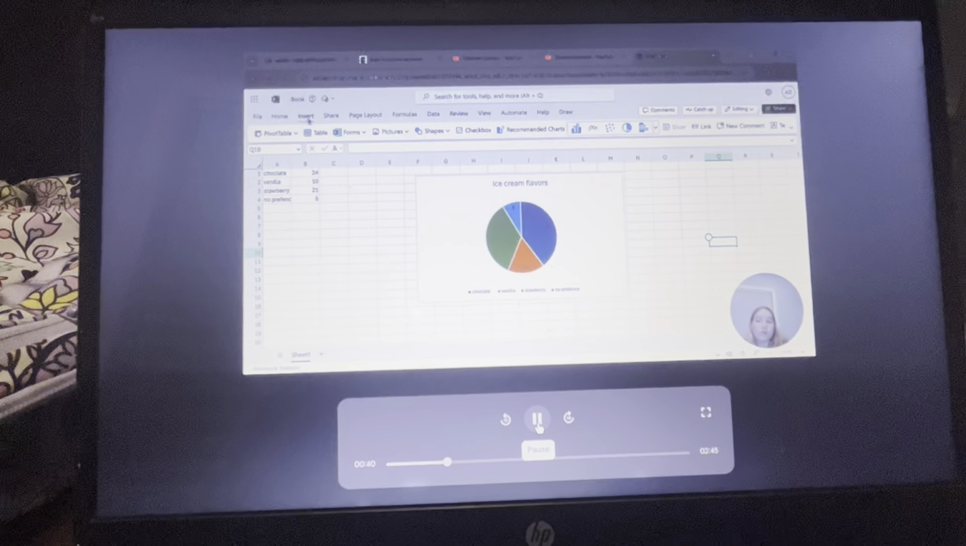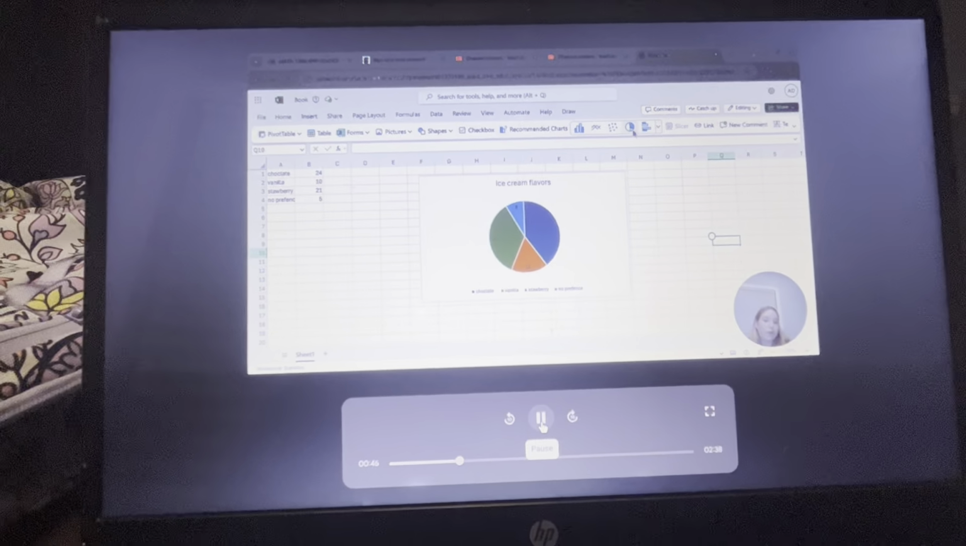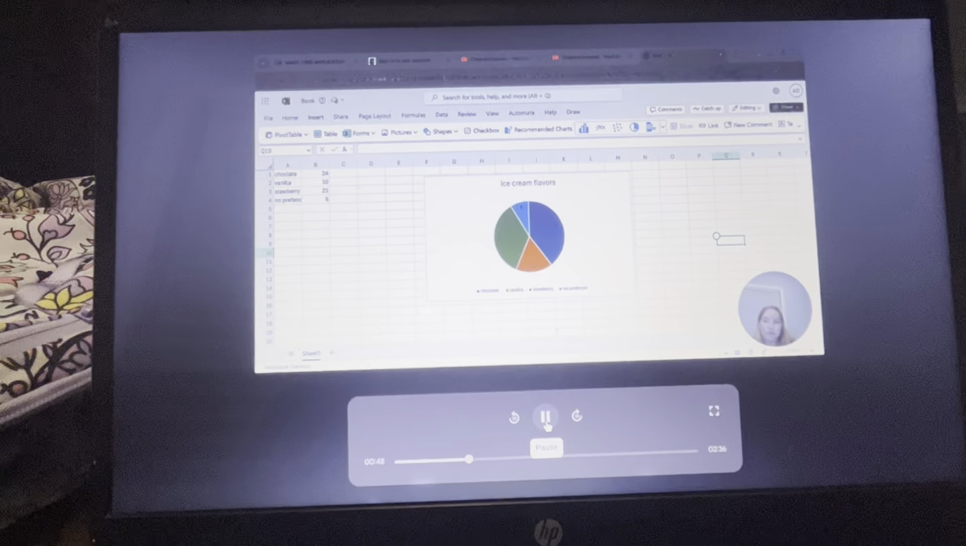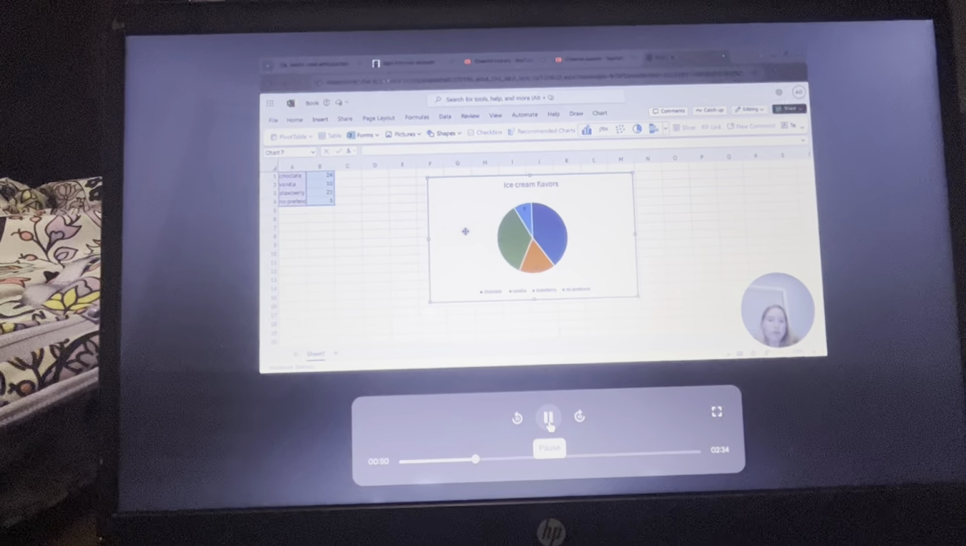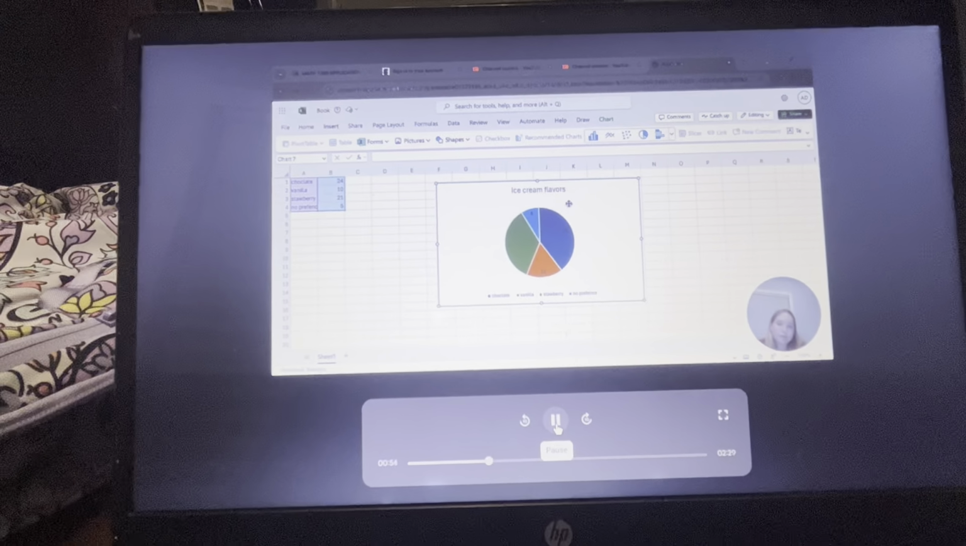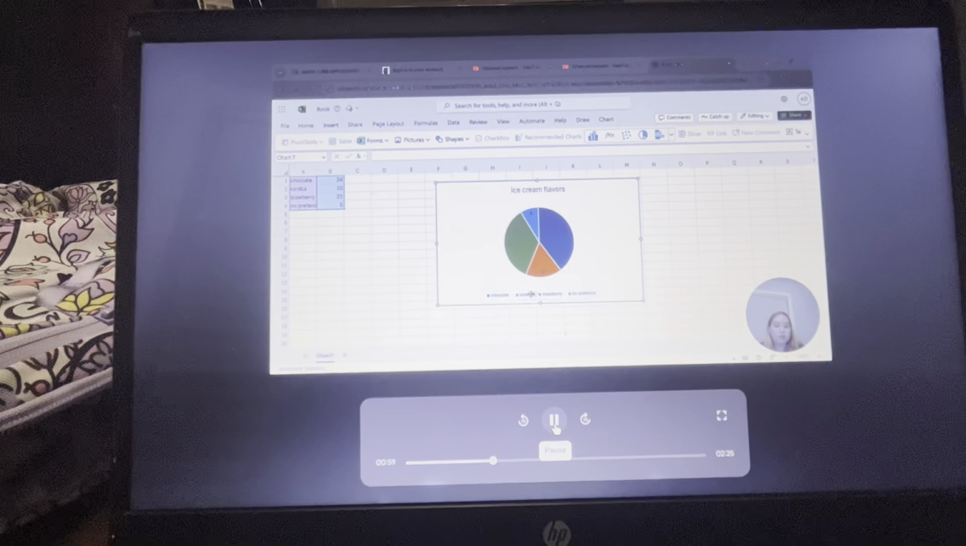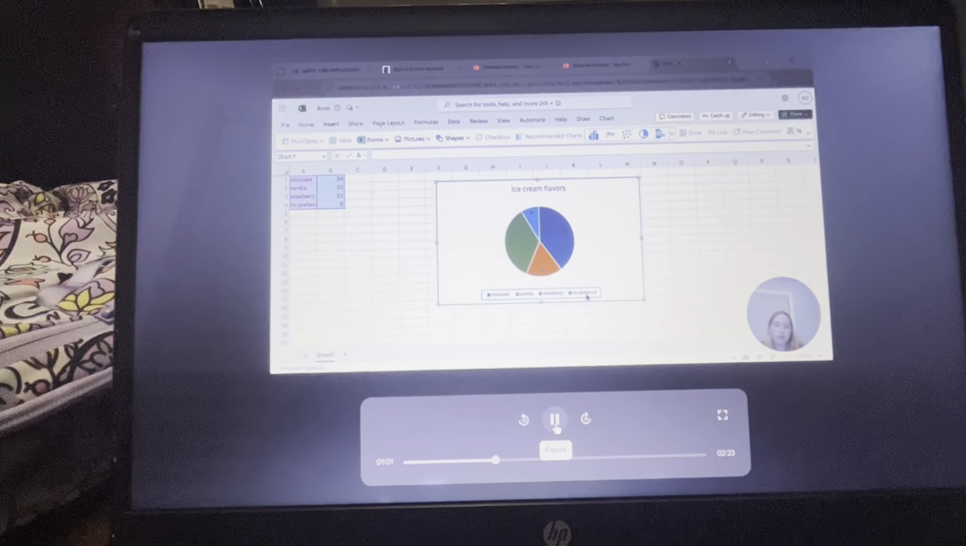You insert a pie chart using Excel by going over here. They recommend some charts, but I went over here and I just filled out my own pie chart. So let me click on this. I just titled mine ice cream flavors. And we have the ice cream flavors down here: chocolate, vanilla, strawberry, and then no preference.